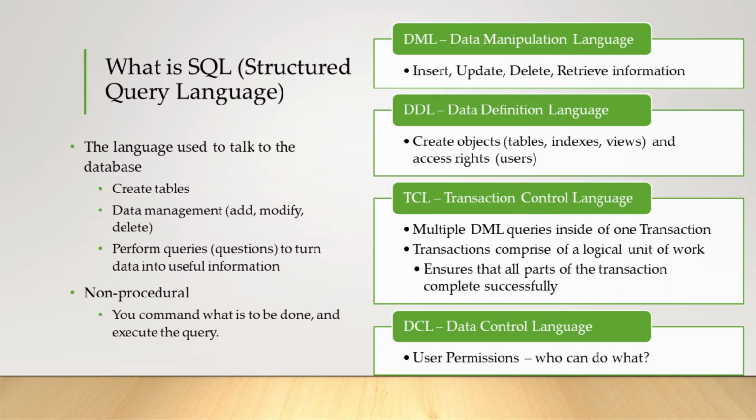Next, we do our TCL, which is our transaction control language, which allows you to have multiple DMLs or multiple manipulation languages inside of a single transaction. The important thing is when we work with queries, we want to make sure everything happens within a single transaction, because it's possible that we're going to be changing multiple pieces of information at the same time, and we don't want to have 2 of those go through and the third one fail. We need to make sure that the entire transaction completes successfully. That's where we use our transaction language.